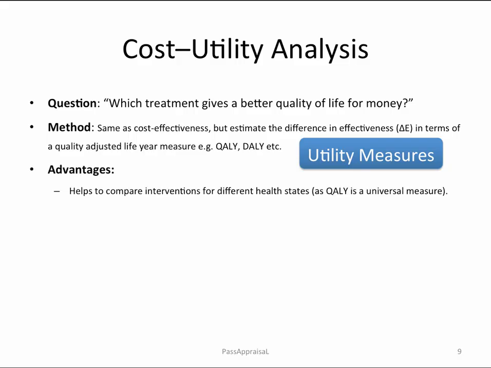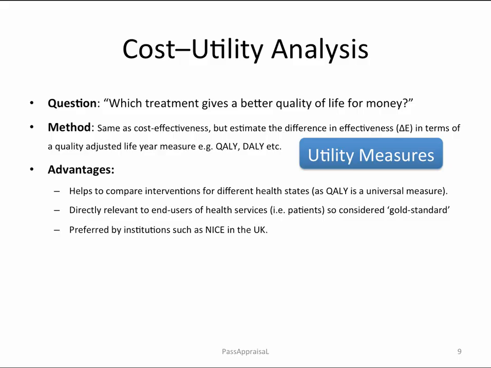Cost utility approach helps to compare interventions for different health states, as QALY is a universal measure. Utility measures are composite scores that incorporate both the benefits and side effects of a treatment. Thus, they are directly relevant to end users of health services, that is, patients. So this method is considered to be the gold standard for economic analysis. For this reason, cost-utility approach is preferred by institutions such as the NICE in the UK.